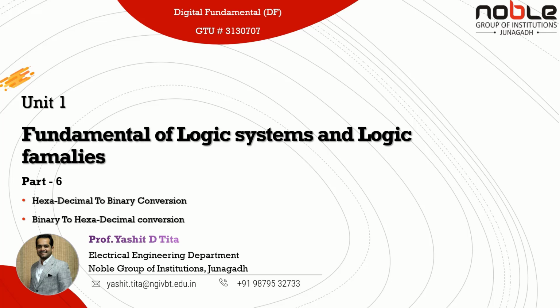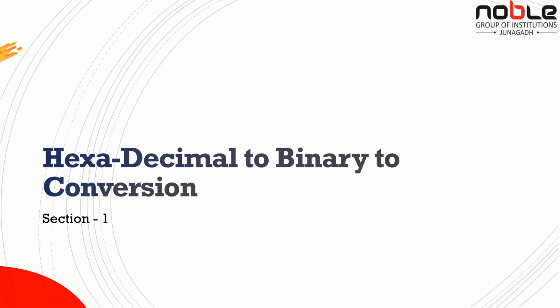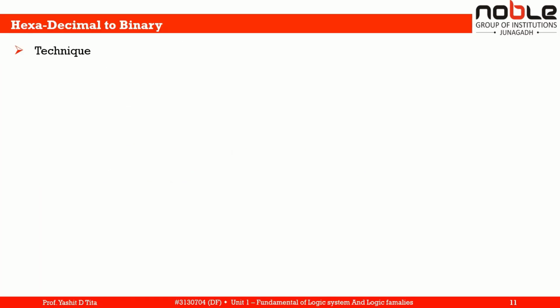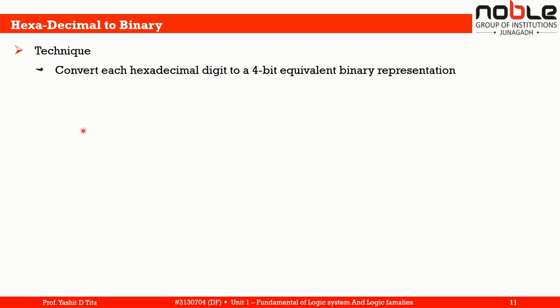Hello friends, in this video we are going to learn hexadecimal to binary conversion and binary to hexadecimal conversion. Let's start with section 1, hexadecimal to binary conversion. Technique: convert each hexadecimal digit to its 4-bit equivalent binary representation.